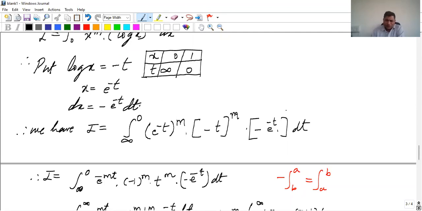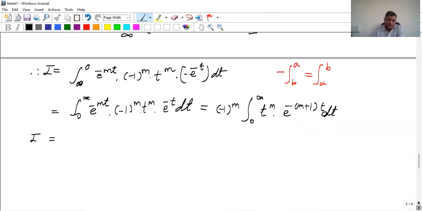Okay, so we go to the next step. Now simplify this. So we can have (-1)^m integral 0 to infinity e^(-(m+1)t) into t^m dt. So here our variable is going to be t. Is that okay?